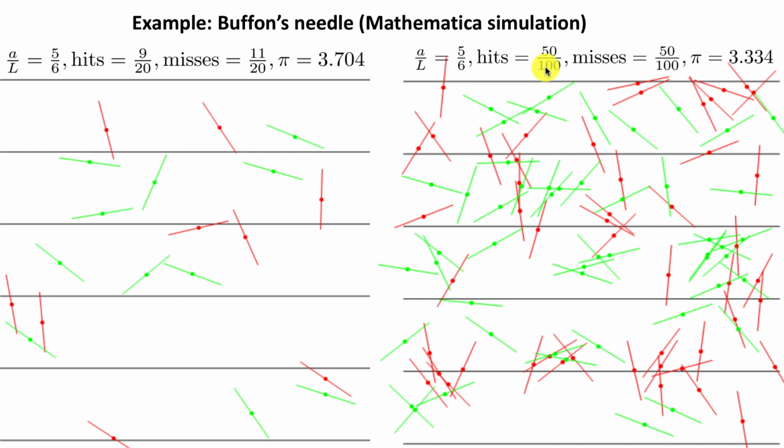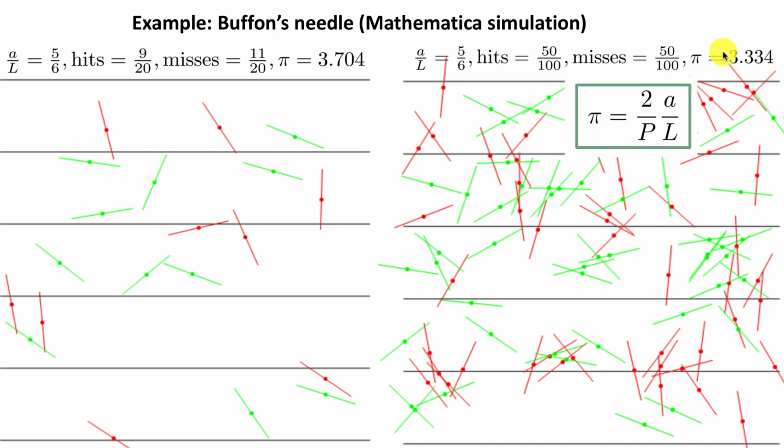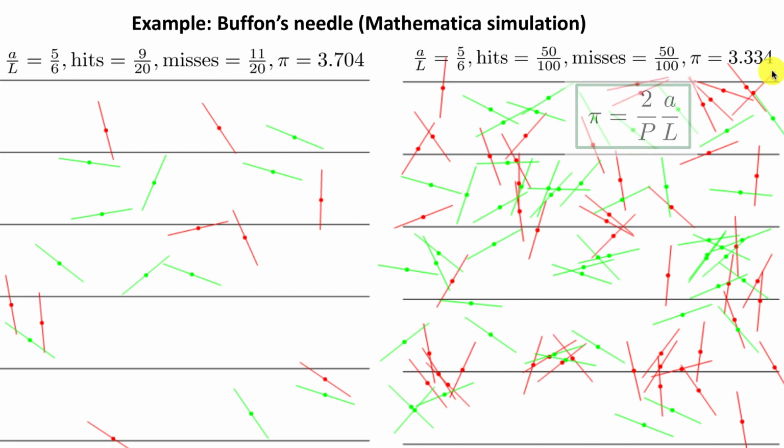Well, what if I take more needles? In this case, I've taken 100 needles and found that 50 of them cross the line and 50 of them miss the line. Again, if we take our formula, pi is equal to 2 over p into a over l, you get a value for pi which is a little bit better, 3.334. Of course, this is not the way to get the exact value of pi, because you would need to take an infinite number of needles and throw them an infinite number of times, and certainly there are much better ways. Anyway, I hope you found this interesting.